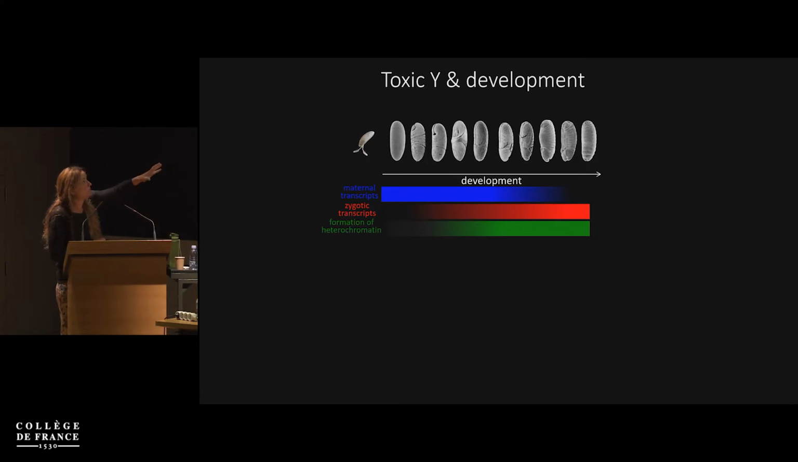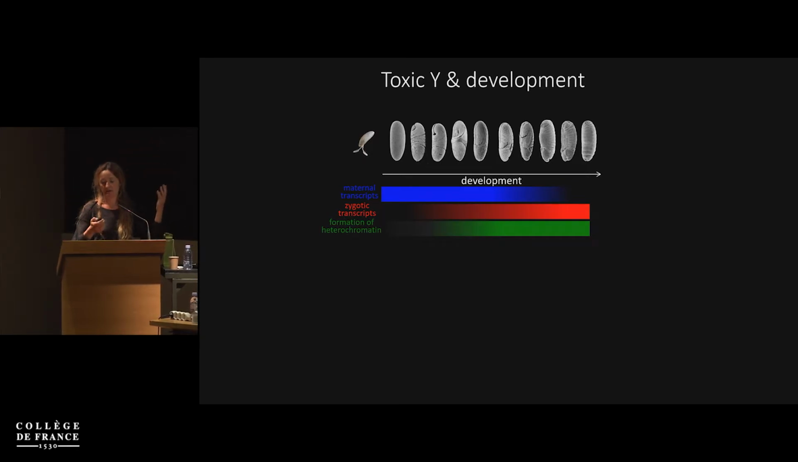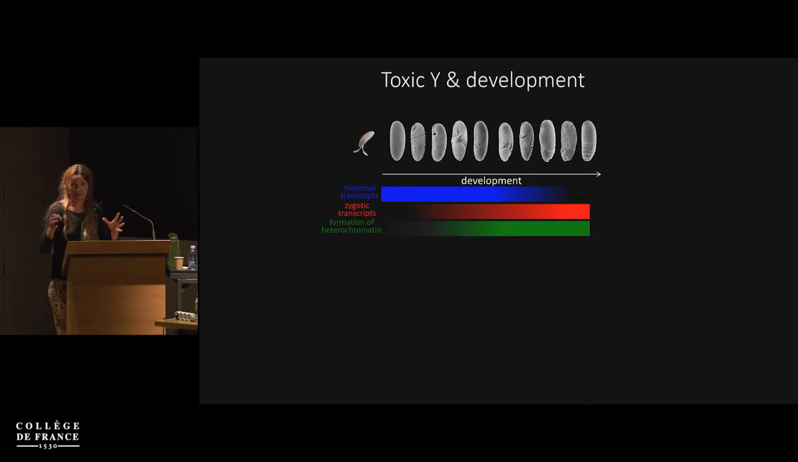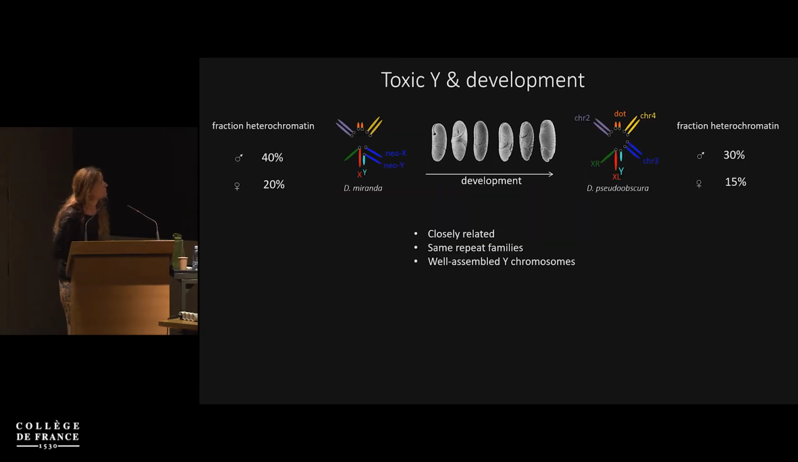But about an hour into development, the zygote starts taking control of its own transcription, so you have global genome activation. And around the same time point when the genome is becoming activated, epigenetic marks are being laid down across the cell, including heterochromatin, to make sure that you suppress repetitive DNA.